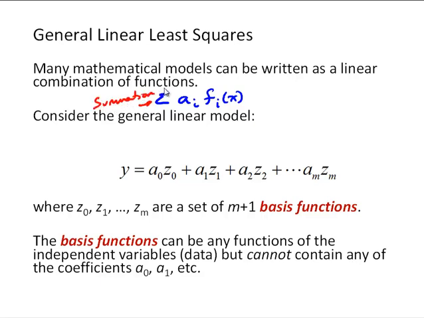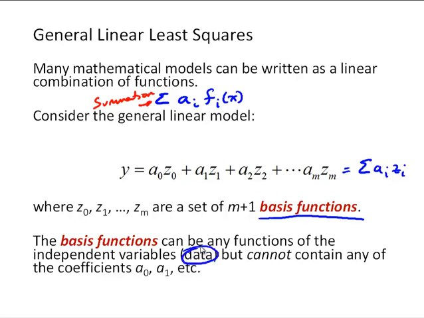So in this formulation, what we're going to do is consider a general linear model defined by y equals a0 z0 plus a1 z1, etc. So y is just equal to a summation of a sub i times z sub i, and the z's are called basis functions. So we'll have m plus 1 basis functions. And there's nothing special about the name basis function besides these functions are the basis for our curve fit. And they can be any function of the independent variable.